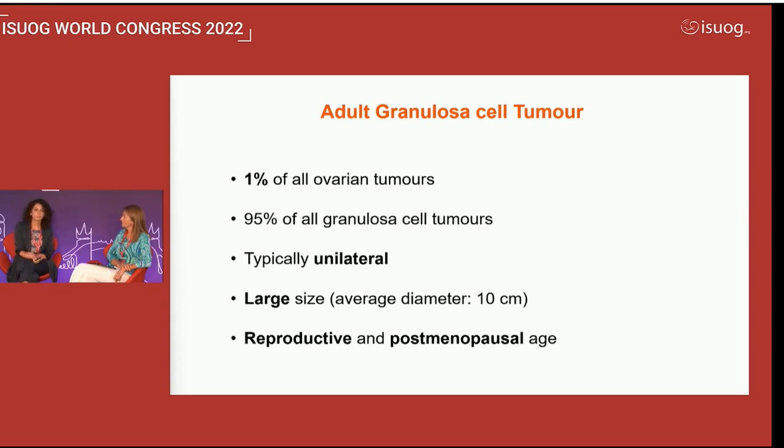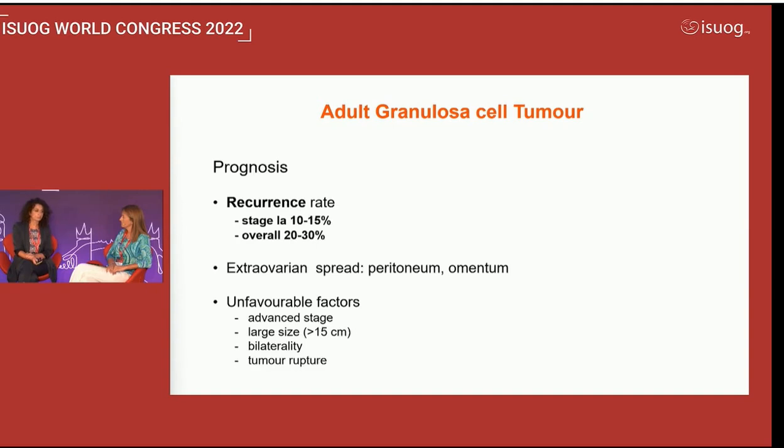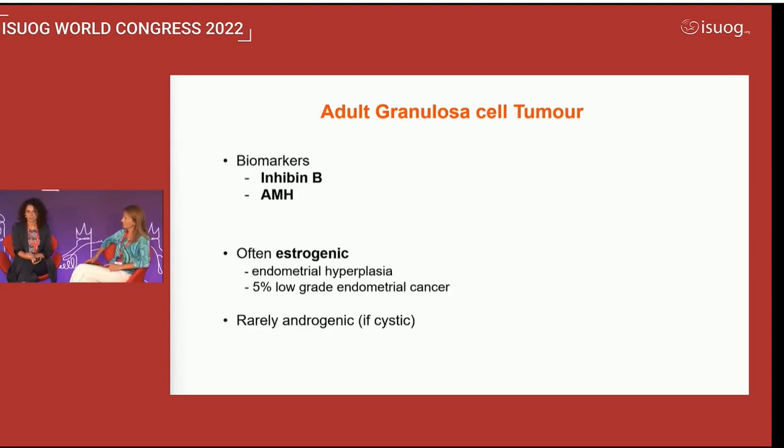and we can find them in the reproductive and postmenopausal age. They can be diagnosed at the first moment with hemoperitoneum, in just 10% of cases. They are diagnosed at an early stage in the large majority of patients, and the stage is very important because it's a prognostic factor, and they can have a late recurrence. They can also have an extra-ovarian spread in the peritoneum, in the omentum, and of course the recurrence rate is higher if there is a higher stage at the first diagnosis.